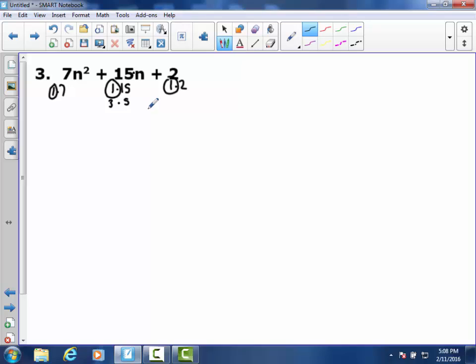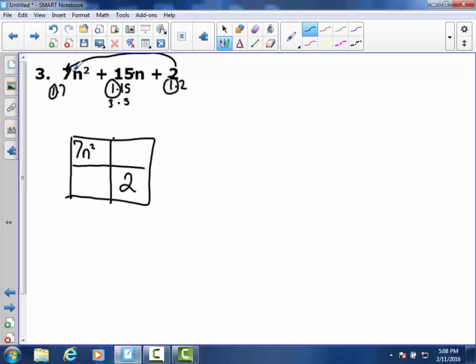So we go to the next step, and that is to figure out what this used to be. Okay, so we're gonna take our box. We're gonna put 7n squared here. We're gonna put our 2 here, and then we're gonna figure out, well, what can we do to get 15? Okay, so we multiply our numbers, right? 2 times 7, so 14. That's what we're multiplying together. And then we want it to add up to 15. So how can that happen?